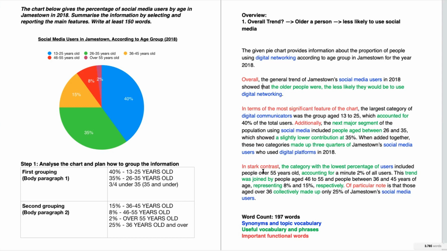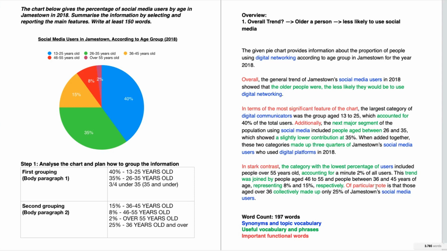And then when you really want to contrast something or show a completely different example, in stark contrast is an excellent way to do that. And stark just really adds it to an advanced level. You could also say in contrast, but in stark contrast makes that division even clearer and a bit stronger.